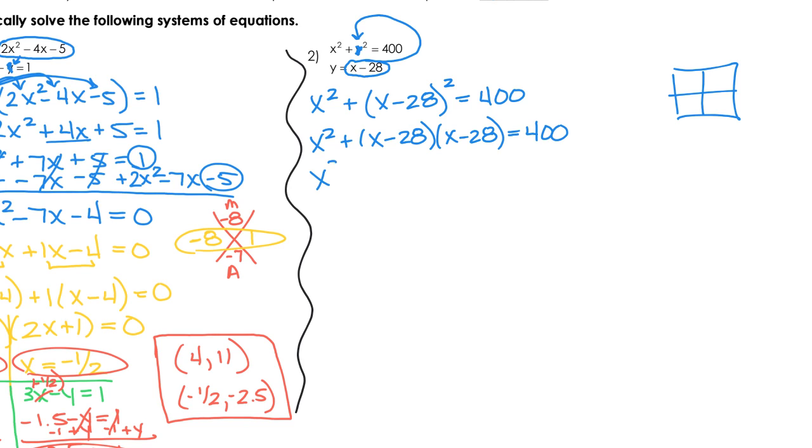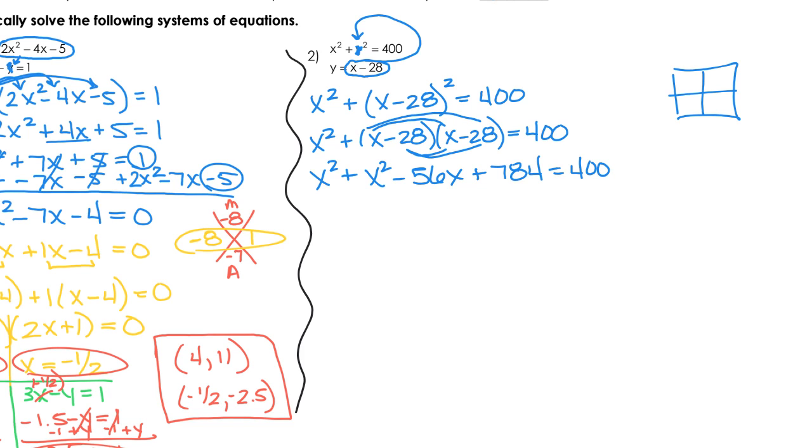And so we got x squared stays plus, and now when we put this together, we're going to get another x squared. The outer is going to be a minus 28x, but the inner is going to be a minus 28x also, and so you're going to get a minus 56x. And then the last one, a negative times a negative is a positive. 28 times 28 is 784 equal to 400.